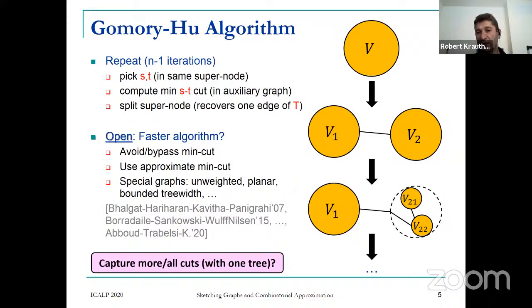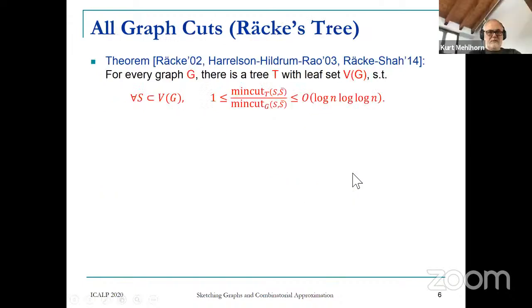This is very succinct. It's a tree. It's almost as good as it gets. But it only computes ST cuts. These are only something like n choose two cuts, but the graph has 2 to the n cuts. Can we get something that handles more cuts?